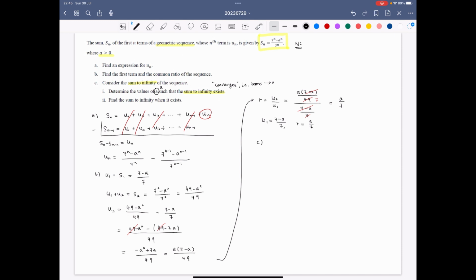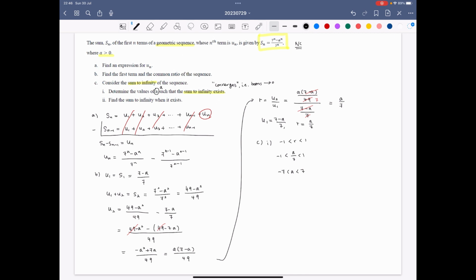So you should remember that it is always when the common ratio is in between -1 and 1. That is, again, because that will make the terms in the sequence tend to 0. In this case, our R was a over 7. That's what we found. So we have this, but we can't finish like this.